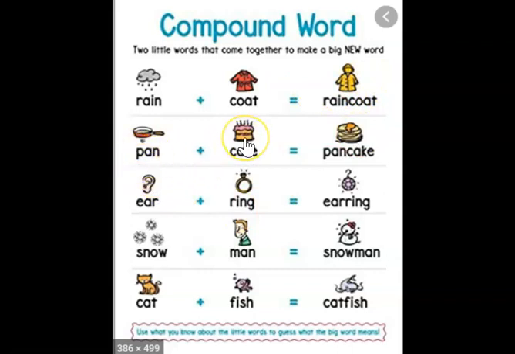Pan and cake make pancake. Ear and ring make earring. Snow and man make snowman. Cat and fish make catfish. So a compound word is 2 little words that come together to make a big new word.